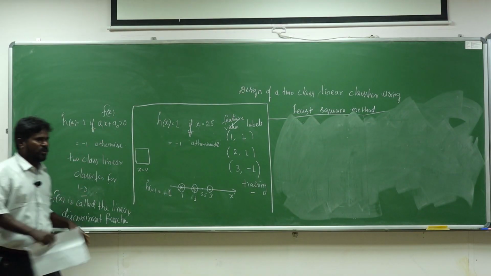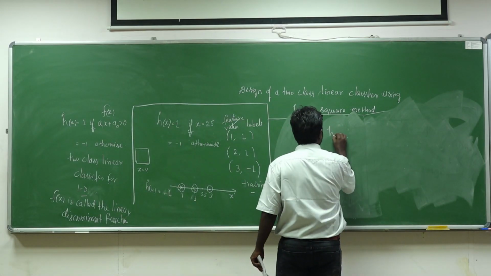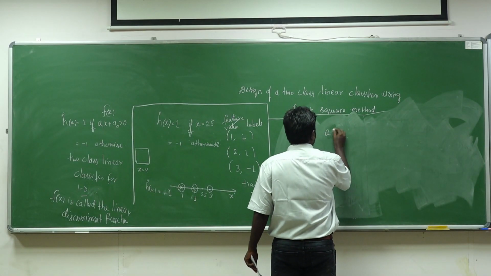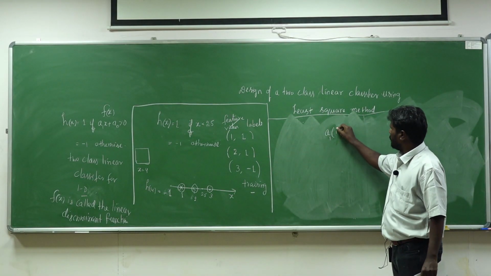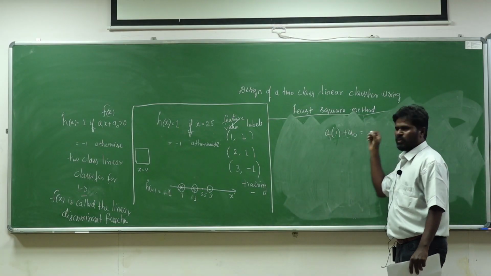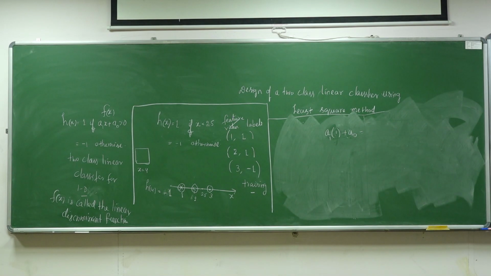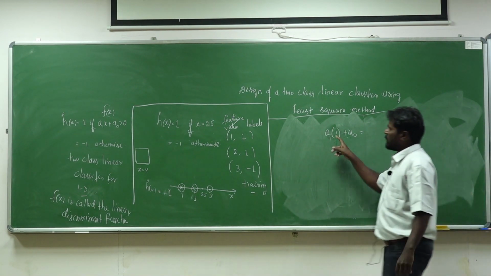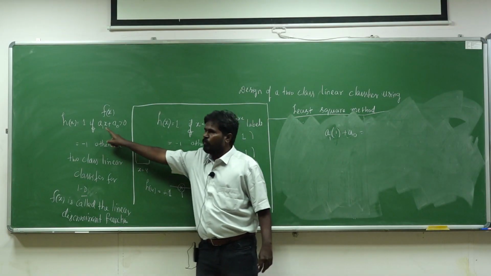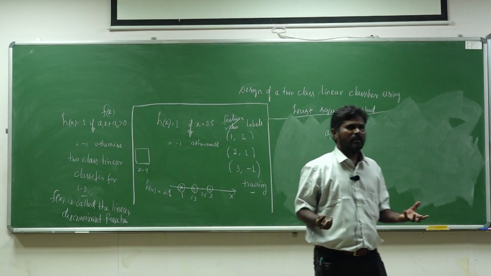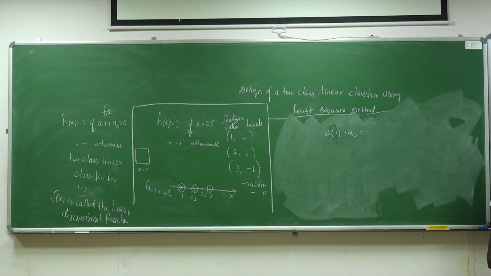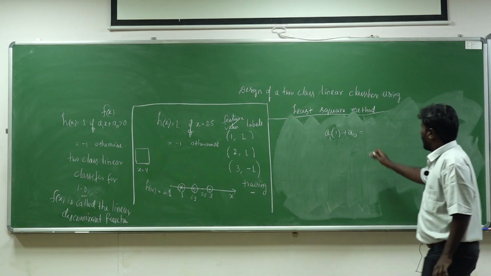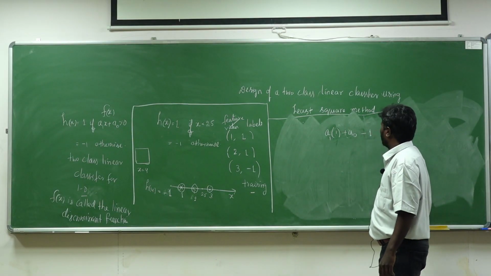So, when I substitute x equal to 1 in this function, what should I get? 1, right? I should get 1. If I don't get 1, there would be an error. So the error is this.